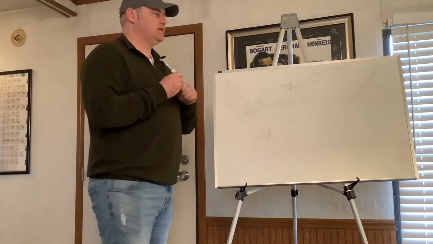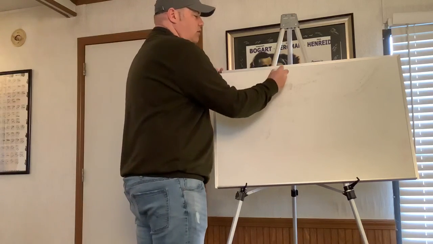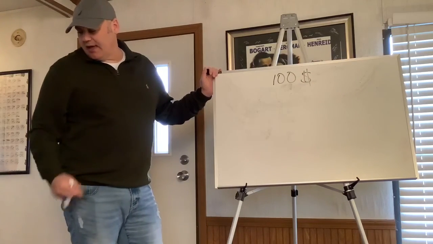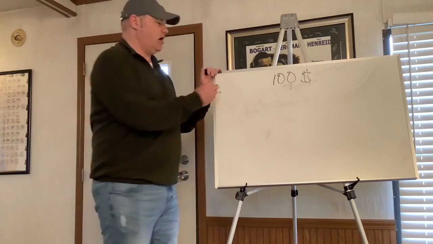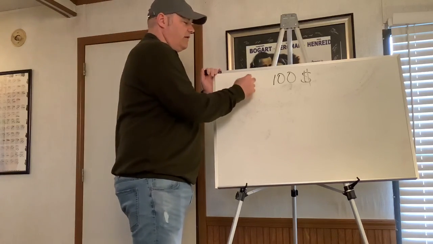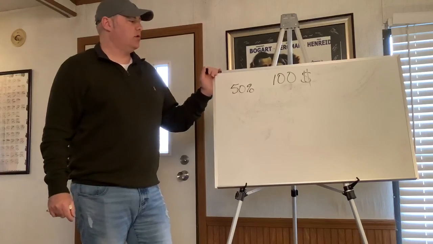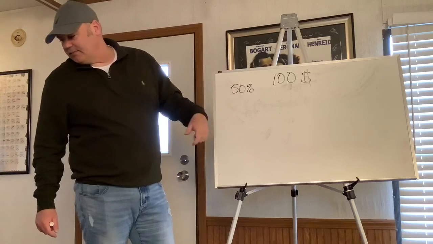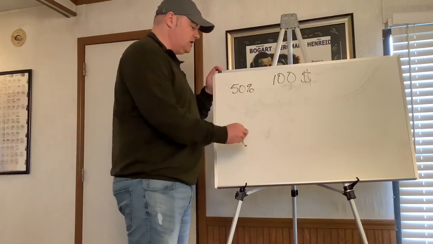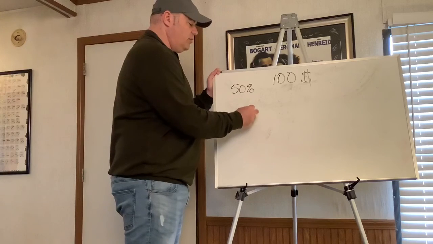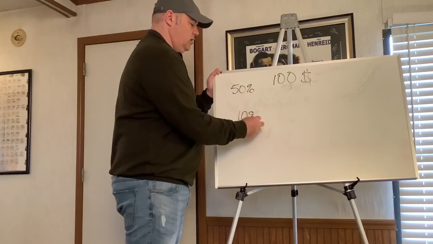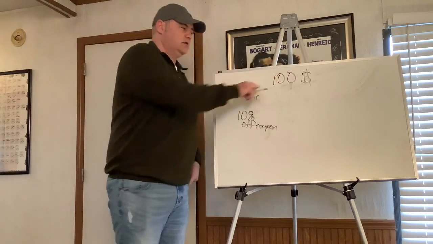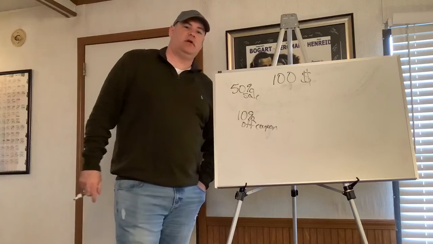So let's start with an easy total. Let's say we have a $100 item, okay? And we go in and they're having a 50% off sale. So we walk into the store, they have a $100 item and you get a 50% off sale. But then let's say also you have a 10% off coupon in your pocket. Okay, so they're having a 50% off sale. This is the price of the item, but you have a 10% off coupon.